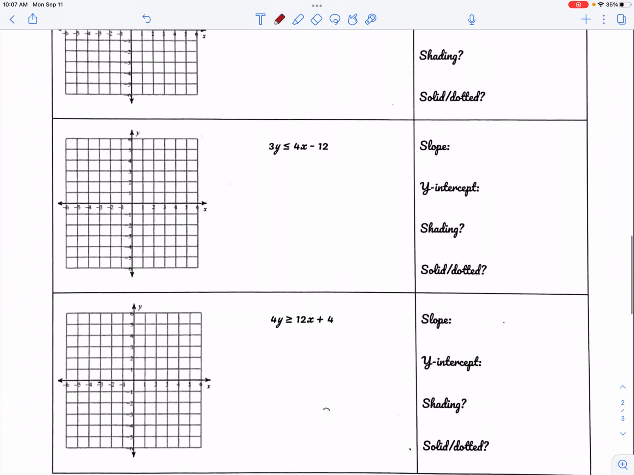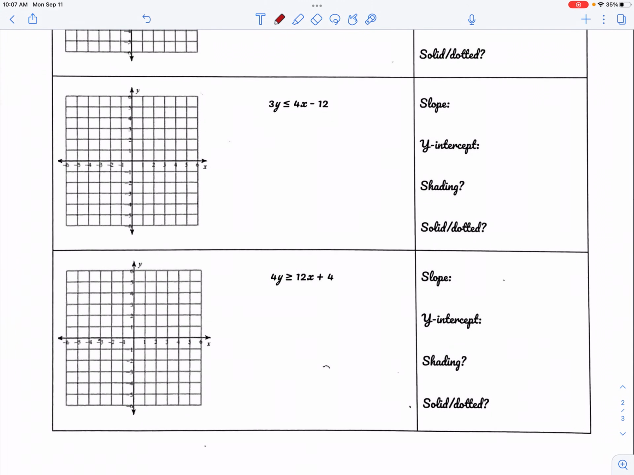We'll go ahead and look at one more. 3y is less than or equal to 4x minus 12. This is not in slope-intercept form. There's a 3 in front of my y, so I need to solve for y here. This is a little bit easier. We're just going to divide everything by 3. I did not divide by a -3, so my sign gets to stay the same. This is 4/3 x minus 4.